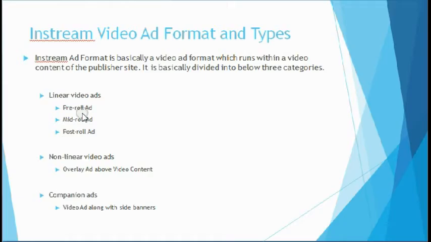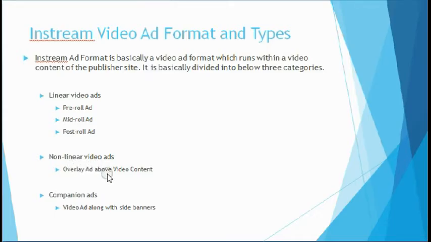Basically they are linear video ads. There is a pre-roll ad, which is the ad appearing before the video starts. When a user comes in and tries to play the video from the video player on the publisher side, the first ad you see will be called pre-roll ad. The second one is a mid-roll ad. If a video ad appears in between, that will be called mid-roll, and when the video gets completed and after that a video ad comes in, that will be called post-roll ad.